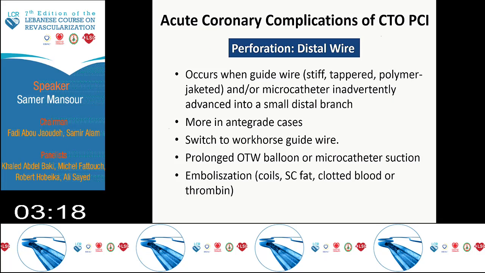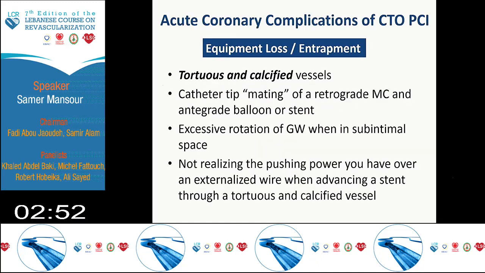Distal wire perforations usually occur when a guide wire, usually a stiff or polymer-jacketed wire, or a microcatheter goes into very tiny branches. It's more a complication of antegrade cases. When you get to the distal bed, you are in the true lumen. Always switch CTO wires to a workhorse wire to prevent distal tip perforation. You can use prolonged over-the-wire or microcatheter suction technique, and in the majority of cases, you may need to embolize the distal tip of those branches to prevent continuous bleeding.